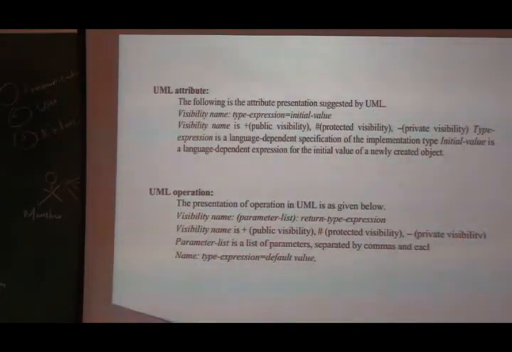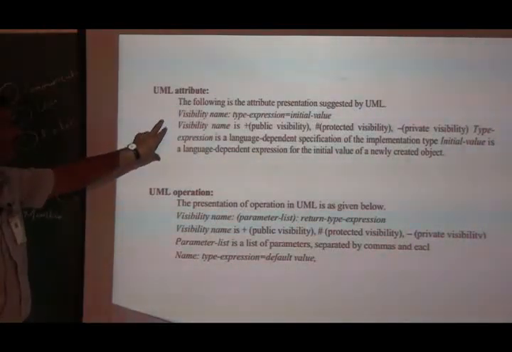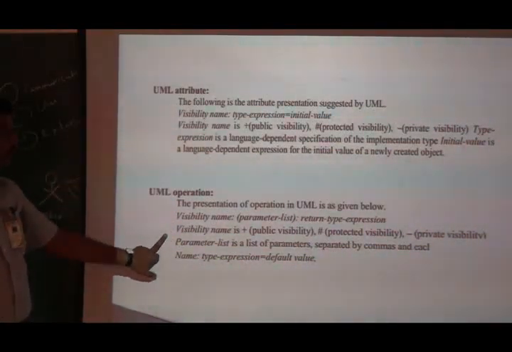What is UML? The UML is a set of conventions. UML is the Unified Modeling Language. What do we mean by Unified Modeling Language? It is a language for specifying, constructing and documenting the software system. That is the UML. This is the syntax for the UML attribute presentation and the UML operation presentation.